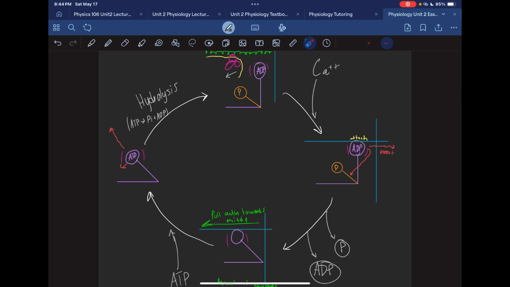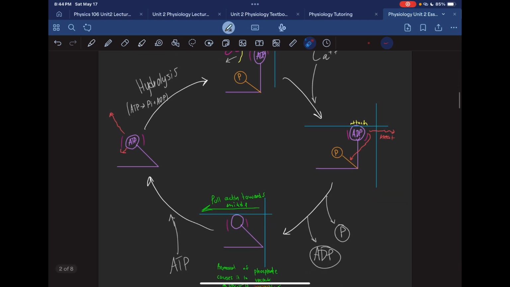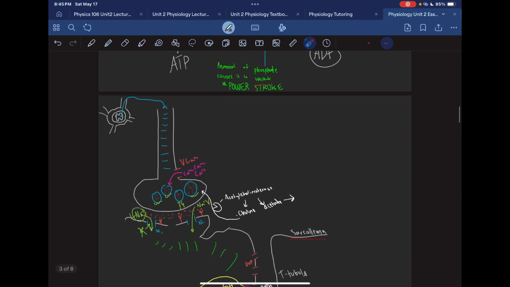When you attach something, energy is used and released. So we see more heat bouncing off. And then finally, to get back to square one, we see hydrolysis, which is turning ATP into a phosphate and ADP. And this happens constantly till we pull the actin towards the myosin, forming that contraction. So this just happens again and again and again until we get that contraction. Cool.